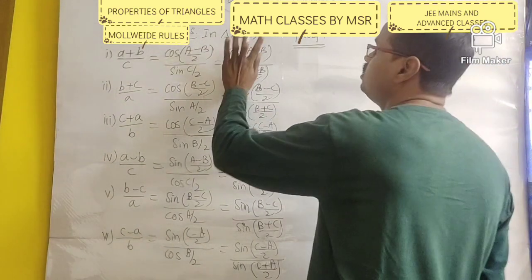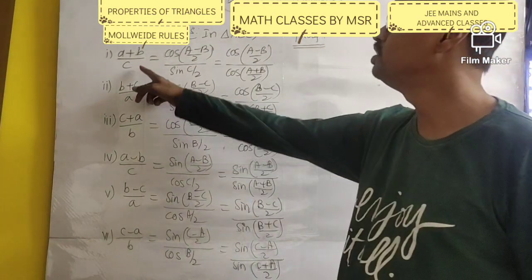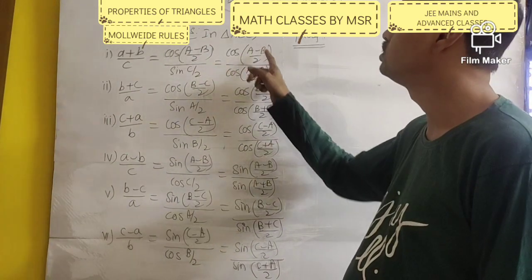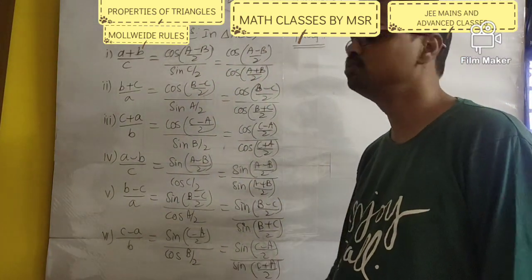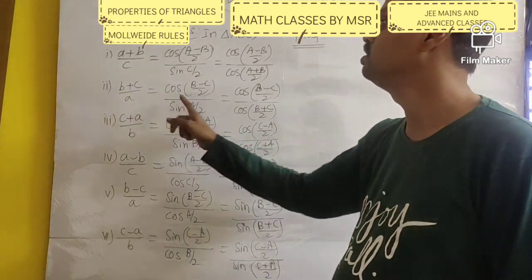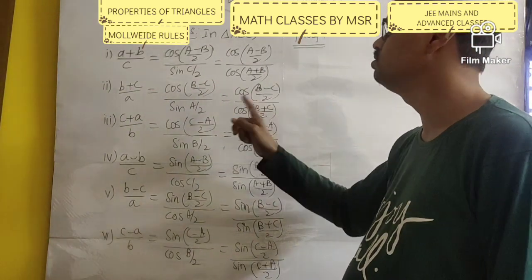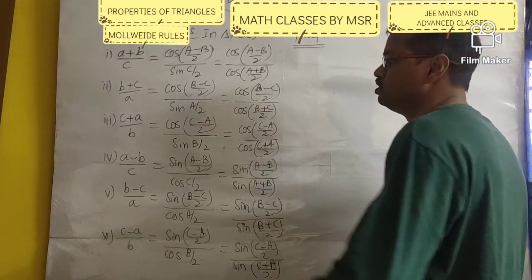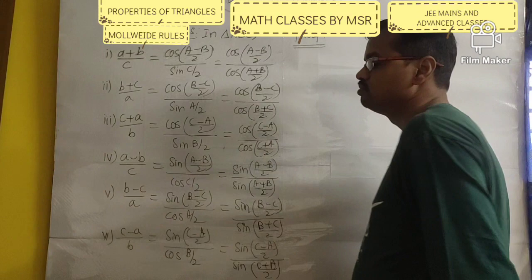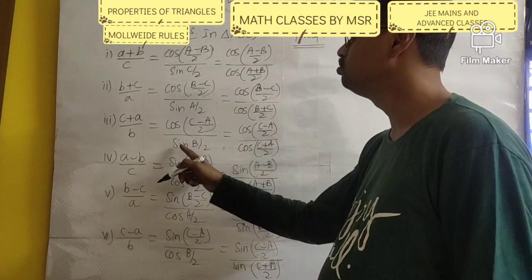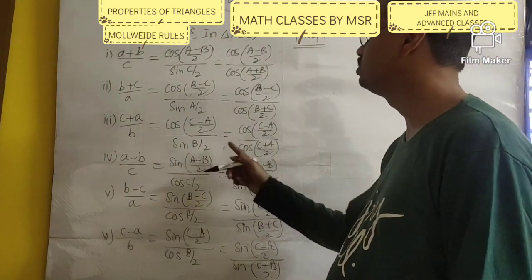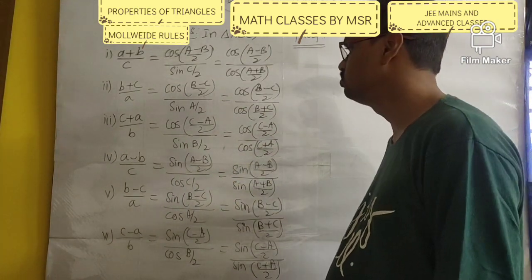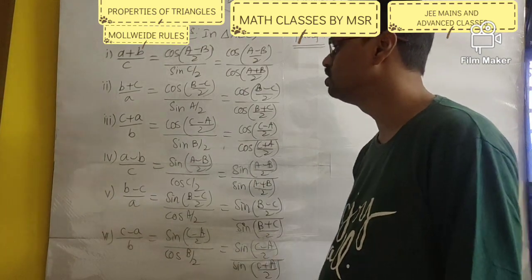In any triangle ABC, (a plus b) by c is equal to cos of (a minus b) by 2 by sin c by 2, which is equal to cos of (a minus b) by 2 by cos of (a plus b) by 2. Similarly, (b plus c) by a is cos of (b minus c) by 2 by sin a by 2, which is equal to cos of (b minus c) by 2 by cos of (b plus c) by 2. And the third rule, (c plus a) by b, that is cos of (c minus a) by 2 by sin b by 2, which is equal to cos of (c minus a) by 2 by cos of (c plus a) by 2.